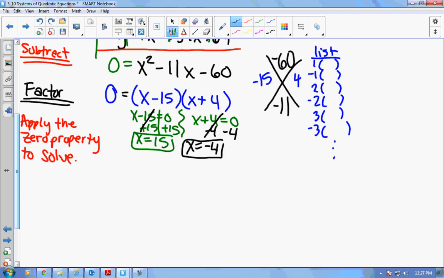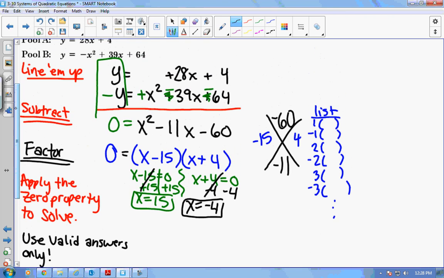How did I write this before? I don't remember. Use valid answers only. What was our story problem about? Swimming pools. What does X represent?